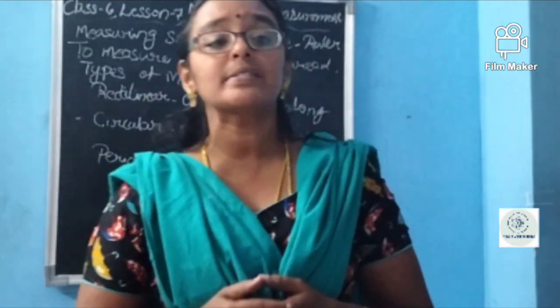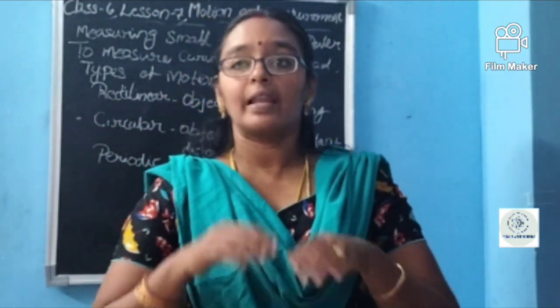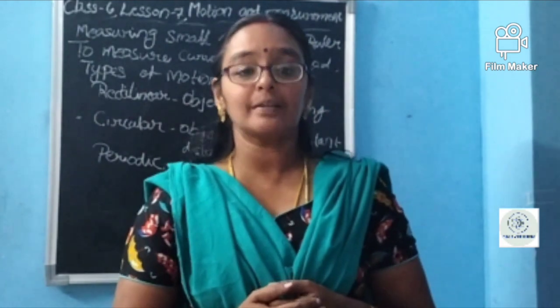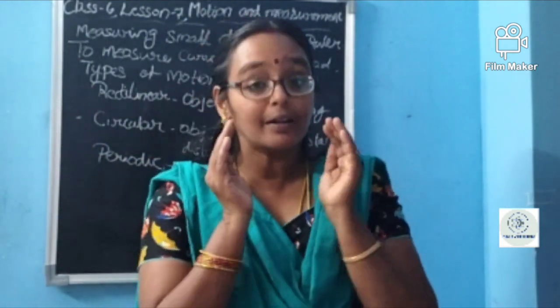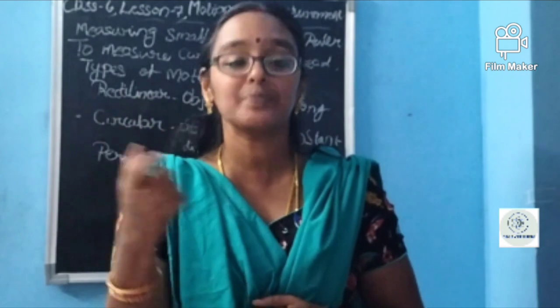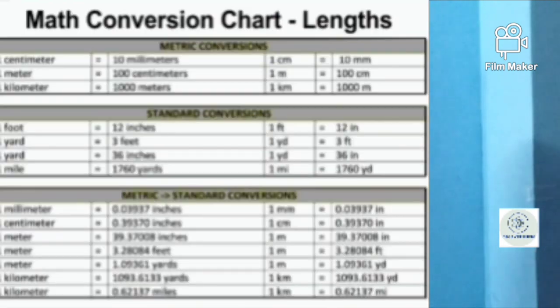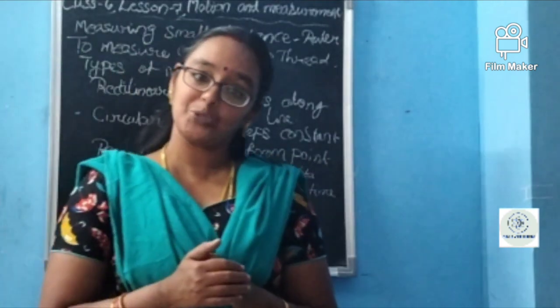Even though the SI unit of length is the meter, there are many other measurements also, like the kilometer. A thousand meters will become 1 kilometer. Centimeter: 100 centimeters become 1 meter, so a centimeter is a very small length compared to a meter. Millimeter: 10 millimeters join to form 1 centimeter. Like that, some other measurements are also there.